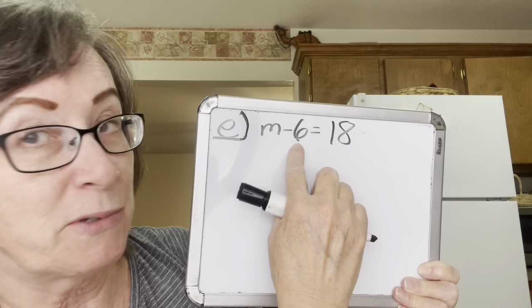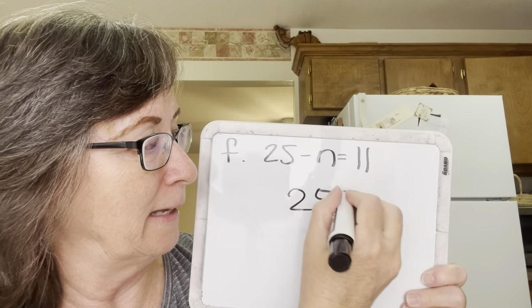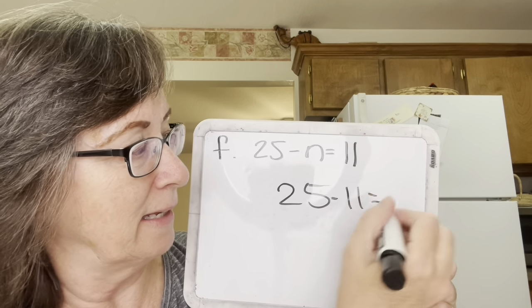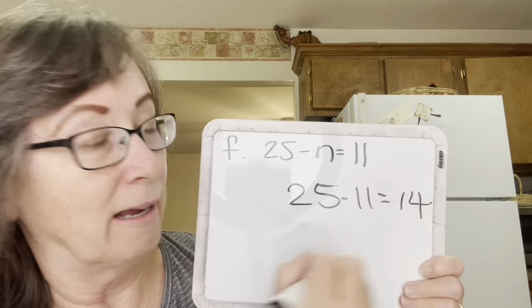Okay, so let's do this one two ways. 25 take away N is 11. Okay, so 11 plus N is 25. Neither one of those is really easy to take care of, but we know that 11 plus N is 25. So if I know that N is going to get 11 to 25, couldn't I say 25 take away 11 is going to be that number, isn't it? And 25 take away 11 is 14.